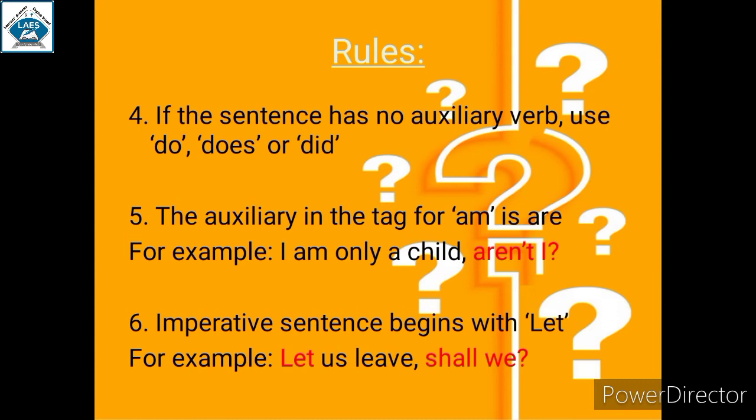Third example, usage of did. Did is used in past tense. The manager asked if we had enjoyed the meal, didn't he? So the manager asked. Asked tells you that the sentence is in past tense. So we'll use did. And as the sentence is positive, we'll use not. Didn't, and the manager is a boy, so we'll use he.